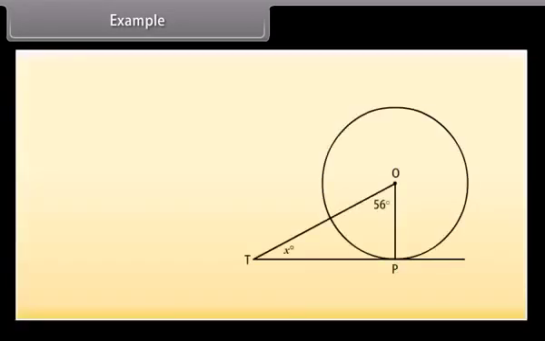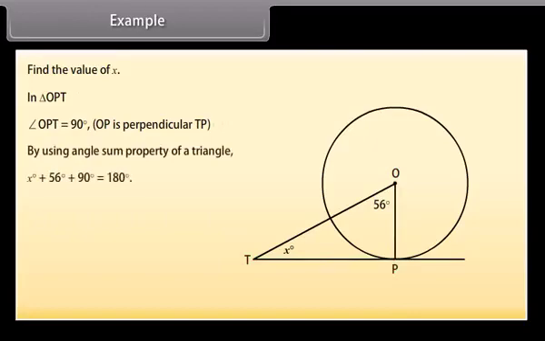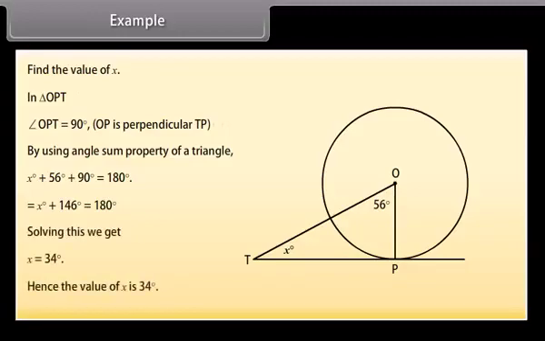Example. Look at the figure given. Find the value of x. In triangle OPT, angle OPT is 90 degrees because OP is perpendicular to TP. Also, by using the angle sum property of a triangle, we can say that x degrees plus 56 degrees plus 90 degrees is equal to 180 degrees, which is x plus 146 degrees equals 180 degrees. Solving this, we get x as 34 degrees. Hence, the value of x is 34 degrees.